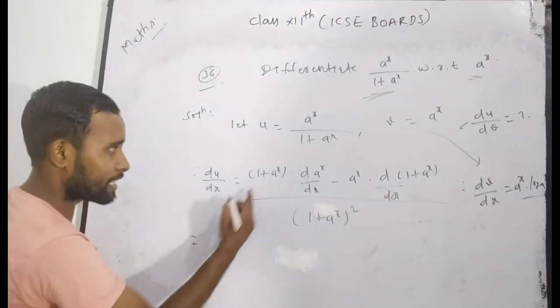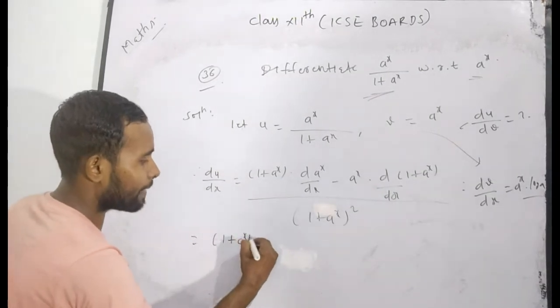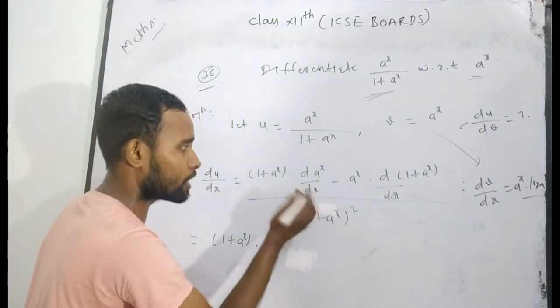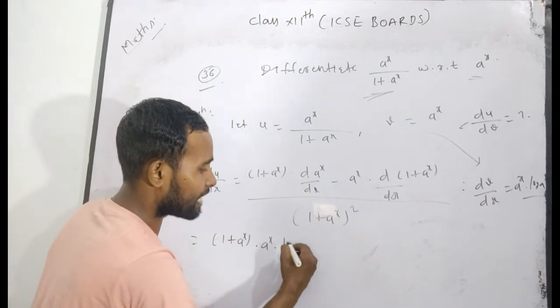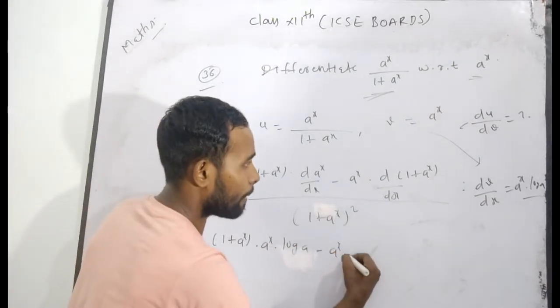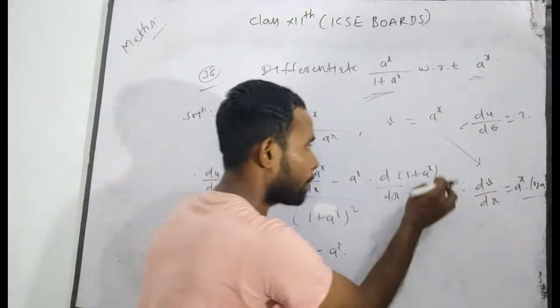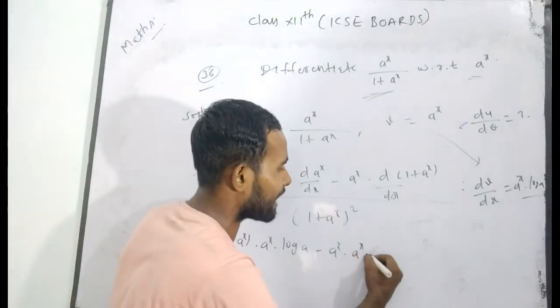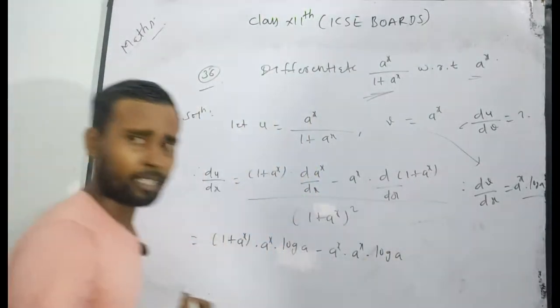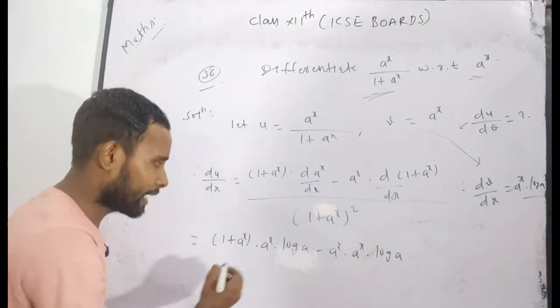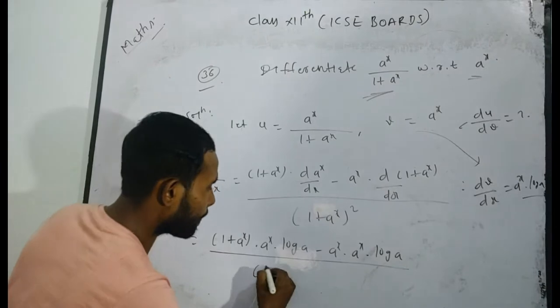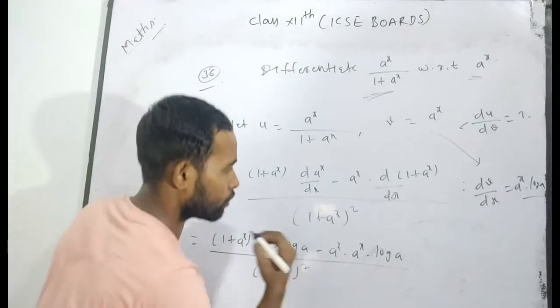Now if you differentiate, it will be 1 plus a to the power x into the derivative of a to the power x with respect to x, which is a to the power x into log a, minus a to the power x into the derivative of 1 with respect to x, which will be 0, and the derivative of a to the power x with respect to x will be a to the power x into log a, divided by (1 plus a to the power x) whole square.